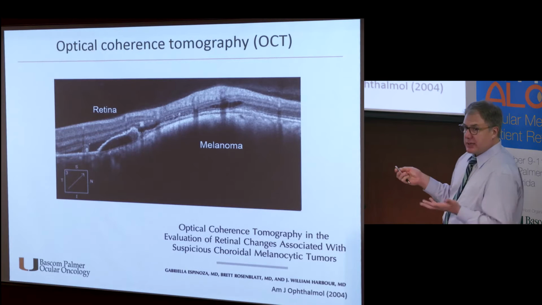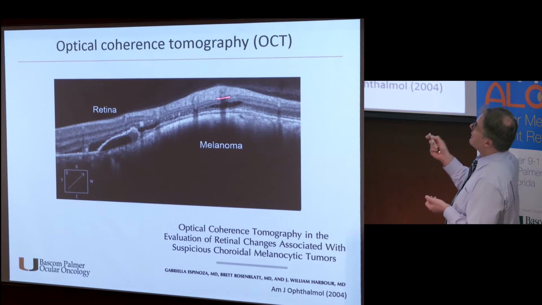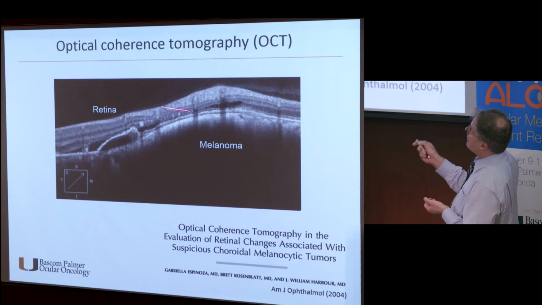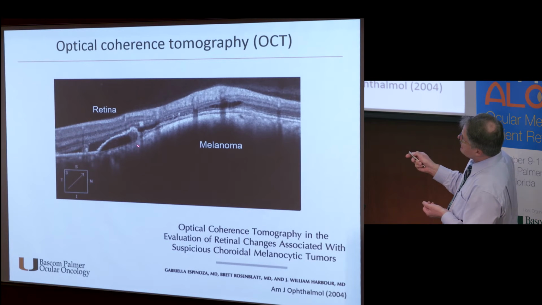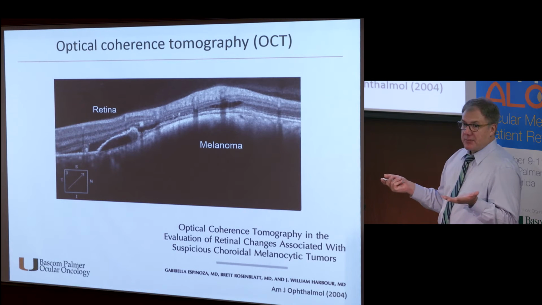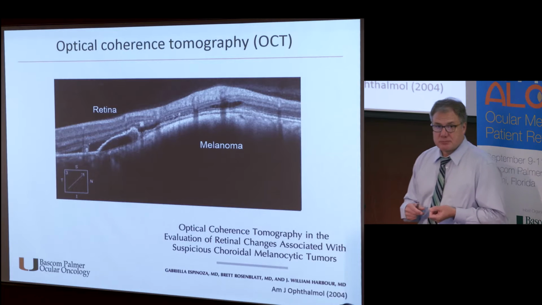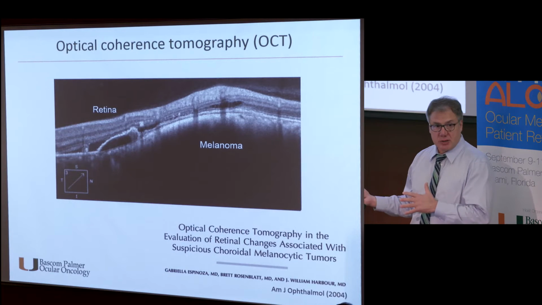It's not really good at looking at the tumor itself because all of the light waves get absorbed. Here's the melanoma down here. You can't tell much about it, but it tells you a lot about the tissues overlying the melanoma. There's a lot of information in this one image. For example, here's an area of retinal detachment, so that's a bad sign, but this area here is called a pigment epithelial detachment, and that's a good sign. So that's a sign of something that's been there a long time.